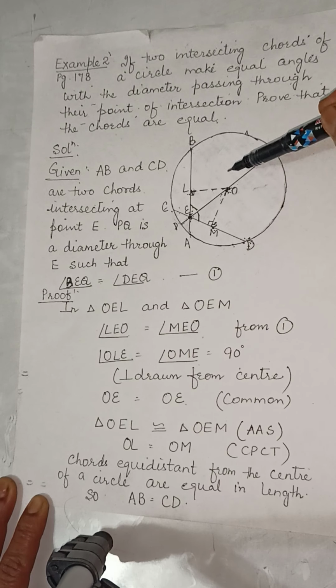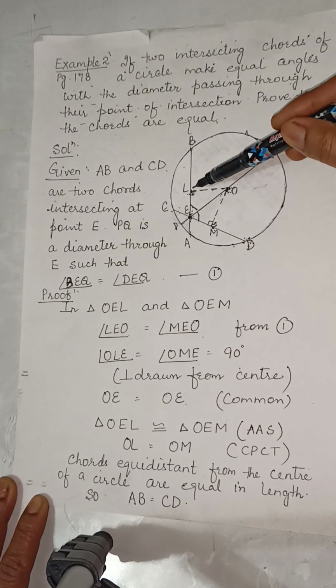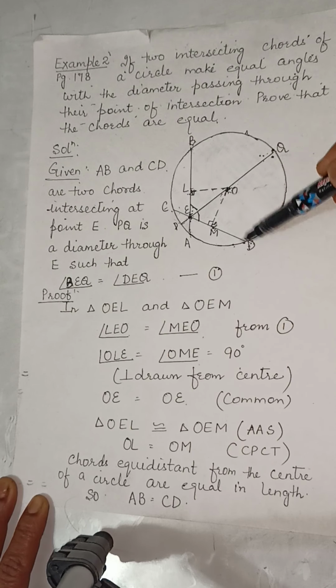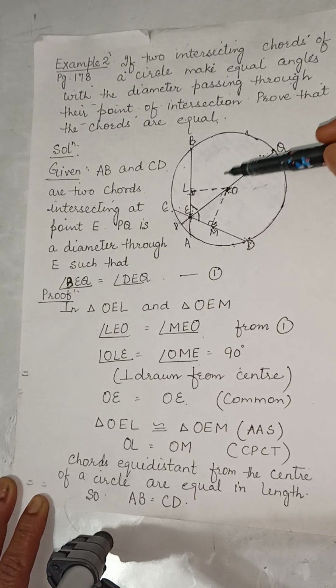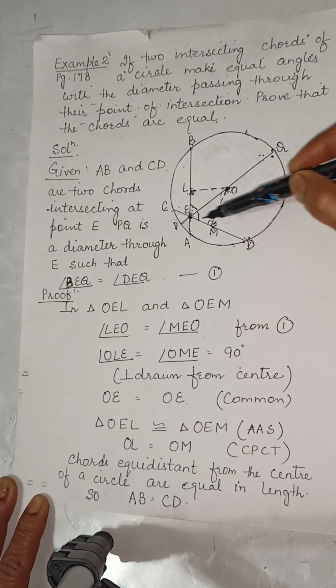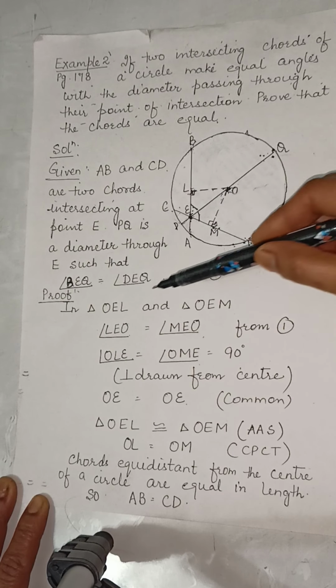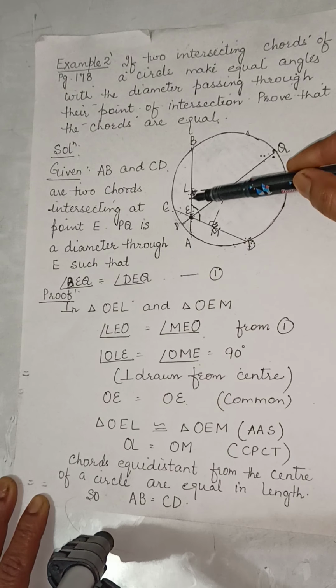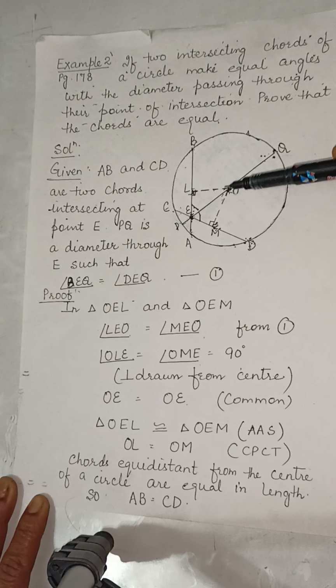So children, here we are doing the construction. Draw OL perpendicular to AB and OM perpendicular to CD. Now we are proving triangle OEL congruent to triangle OEM. So in triangles OEL and OEM, angle LEO is equal to angle MEO.